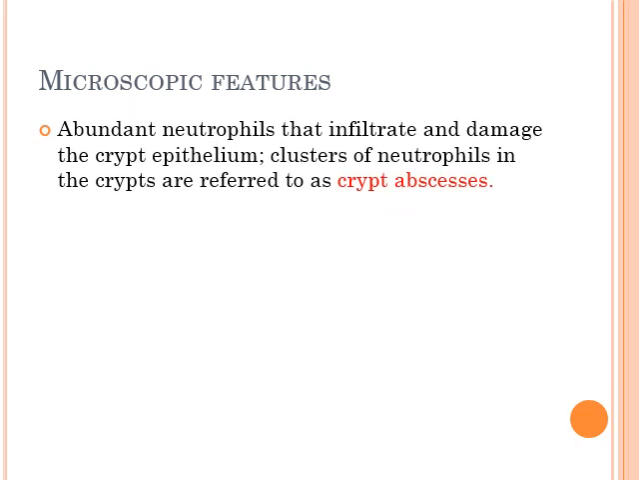You get abundant neutrophils that infiltrate and damage the crypt epithelium, and these clusters of neutrophils in the crypts are referred to as crypt abscesses. Now, since this is an inflammatory bowel disease, it is obvious that you will get some inflammatory infiltrate in the mucosa, and this inflammatory infiltrate here is the neutrophils.